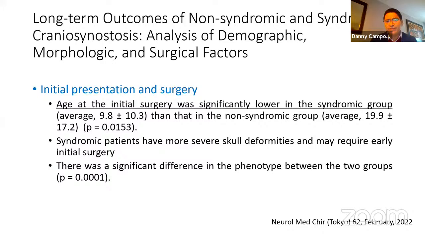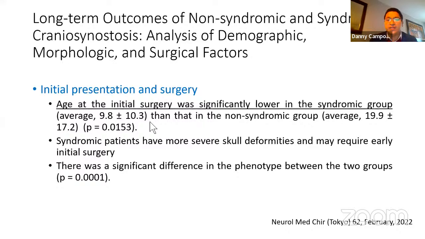As you see, age at initial surgery was significantly lower in the syndromic group. These types of patients have severe cranial deformities, and many times they more probably have signs of increased ICP, so they usually have early surgery. The average is 9.8 against 19.9 in the non-syndromic patients.